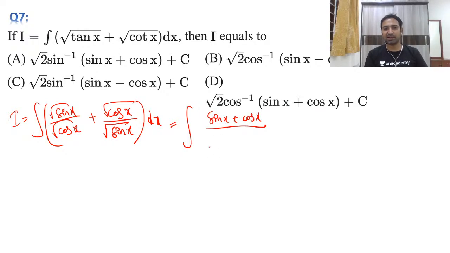And the denominator is square root of sin x cos x. This I can write as sin 2x by 2. Can I write it like this? Correct. So now, can I take sin x minus cos x as t?